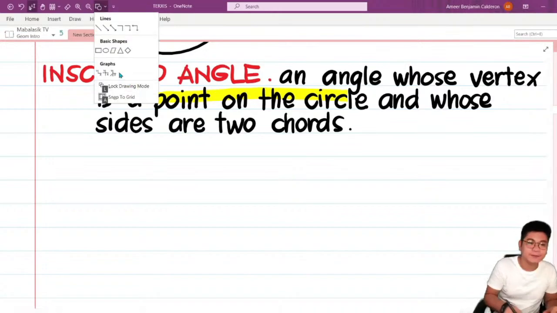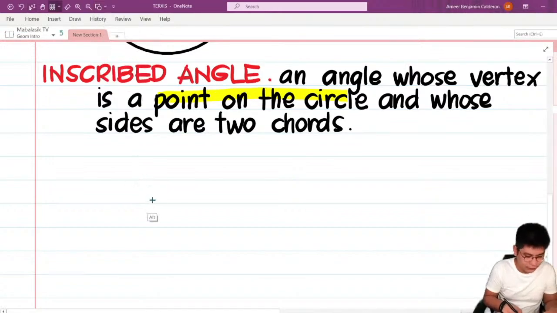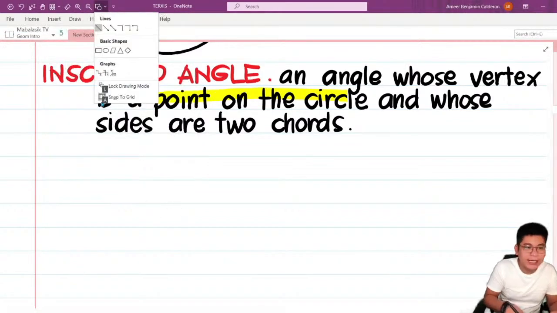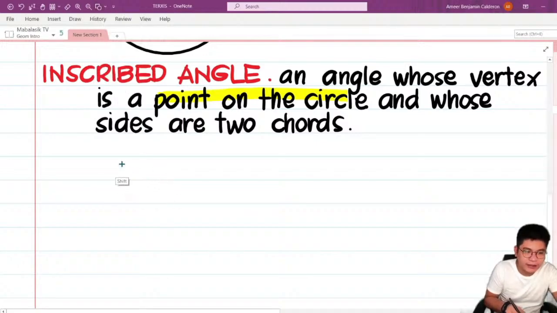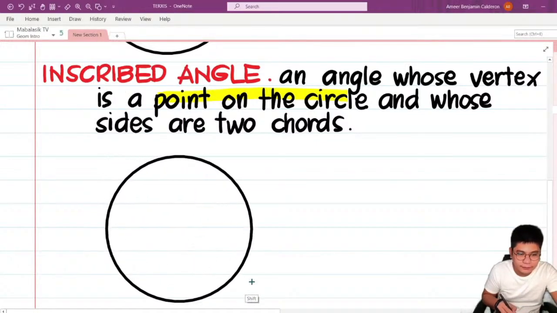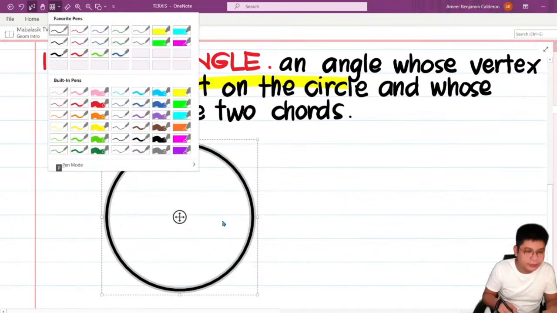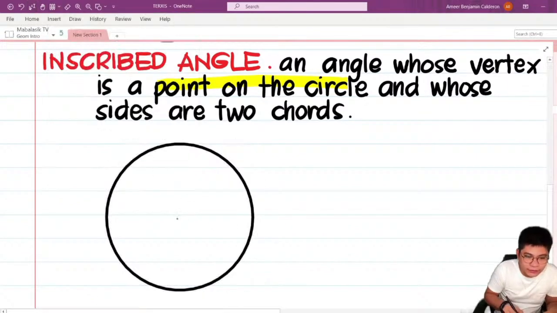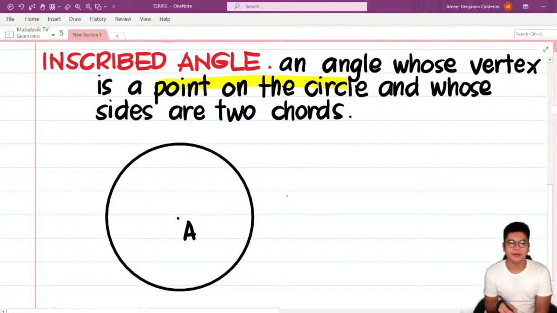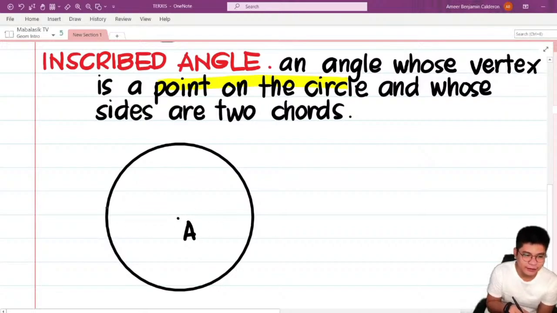So what does it look like? So we use black color. We draw our circle. And then we draw our center. For example, again, this is circle A. The vertex is a point on the circle. Let us select a point on the circle. For example, this. Then we draw two chords.